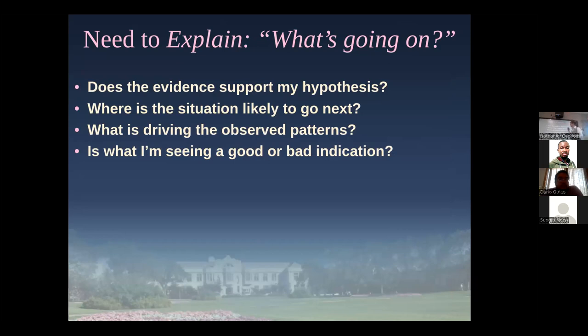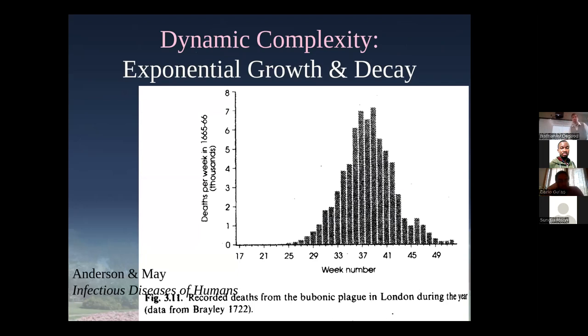And this need comes out in really two big ways. First, we want to explain what we see in the world, and why do we see this? What is it telling us? What does it imply about, for example, how certain factors are working? Does the evidence we see support my hypothesis about how things work in the world? Where is it likely to go next? Critical, of course, in COVID-19. What's driving the observed patterns? Is what I'm seeing a good or bad thing even, is sometimes not obvious.